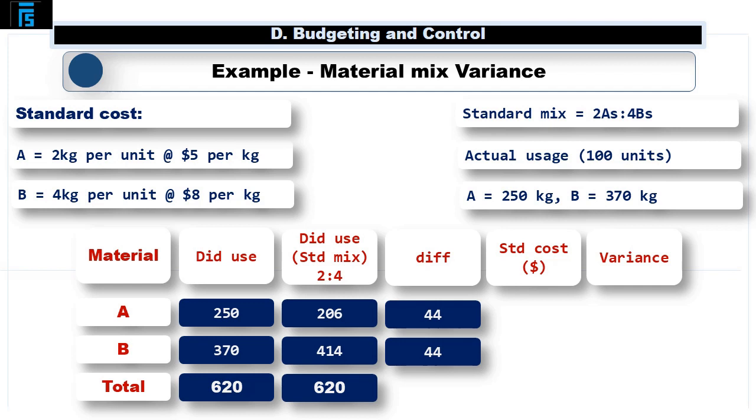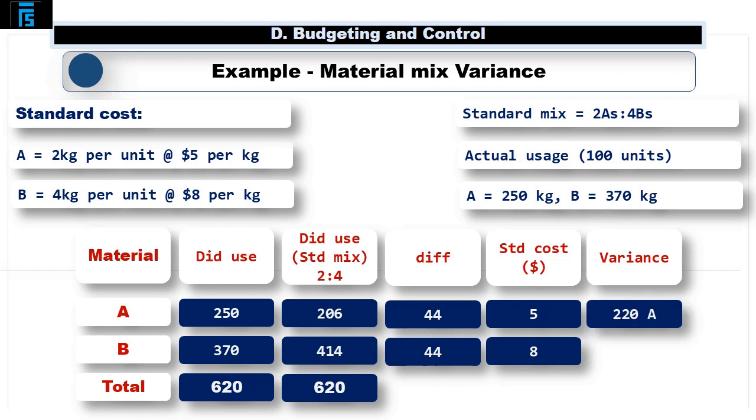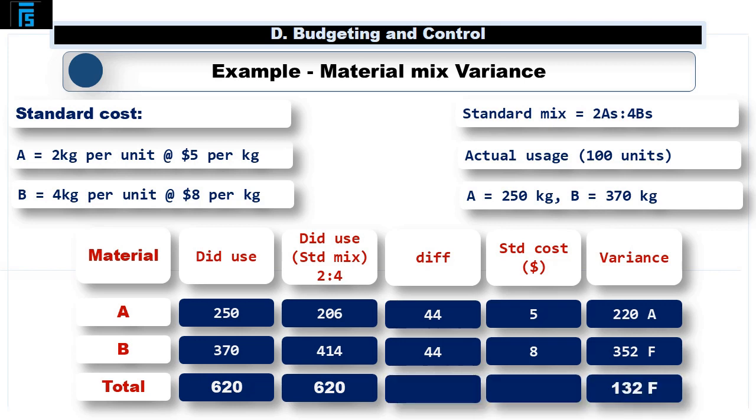We now need to multiply these differences by the standard cost for A of $5 per kilogram and for B of $8 per kilogram. This gives us an adverse variance of $220 for material A, as we have used more than the standard mix quantity, and a favourable variance of $352 for material B, as we have used less than the standard mix quantity. The overall material mix variance is therefore $132 favourable. It is a favourable overall variance as we have used less of the more expensive material and more of the cheaper material, and therefore the overall cost is lower than what we would have expected if the mix of materials had followed the standard mix.